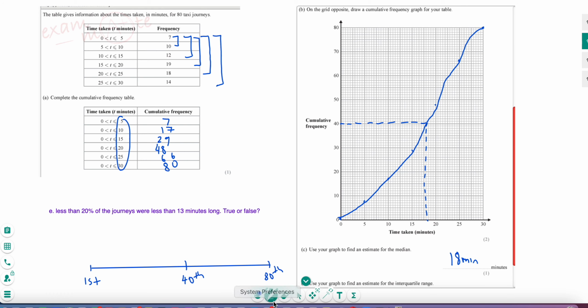Then interquartile range. Interquartile range, remember, is the gap. Lower quartile is this gap, so from the gap between 1 and 40 would be the 20th. So we're going to look for the 20th person. That's about 11 minutes. Upper quartile, the gap from 40 to 80, so the 60th person. 60 is here.